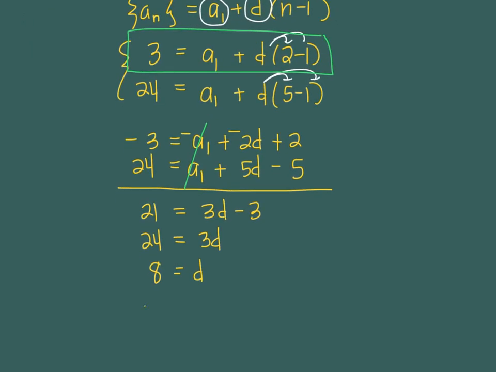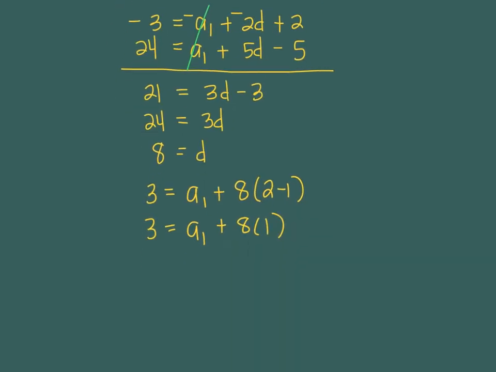So I'll say 3 equals a1 plus d, which we know to be 8, and then times 2 minus 1. So that's 3 equals a sub 1 plus 8 times 1. Please excuse my dear Aunt Sally, parentheses first. Subtract 8 from both sides. So a1 is negative 5.